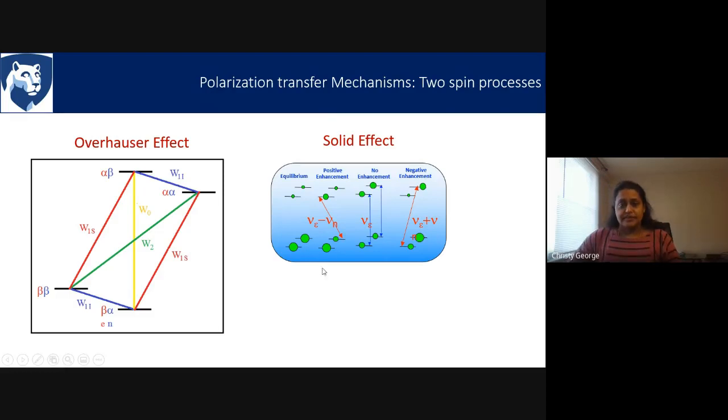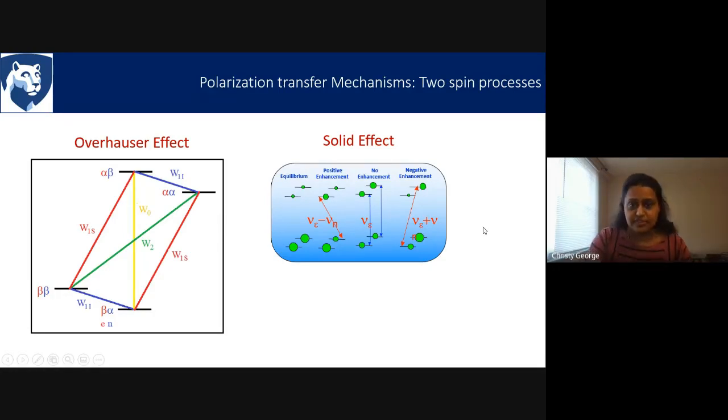Now, the solid effect is also a similar mechanism involving 2 spins, 1 electron and 1 nucleus. In the presence of an electron-nuclear dipolar interaction, it is possible to excite the quote-unquote forbidden transitions. And if we excite the double quantum transition, that will lead to a positive enhancement, whereas if we excite the zero quantum transition, that will lead to a negative enhancement.